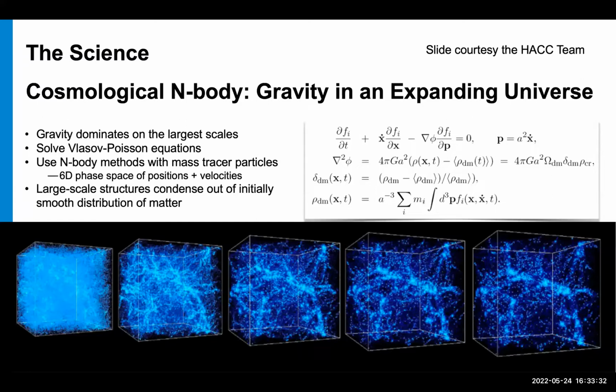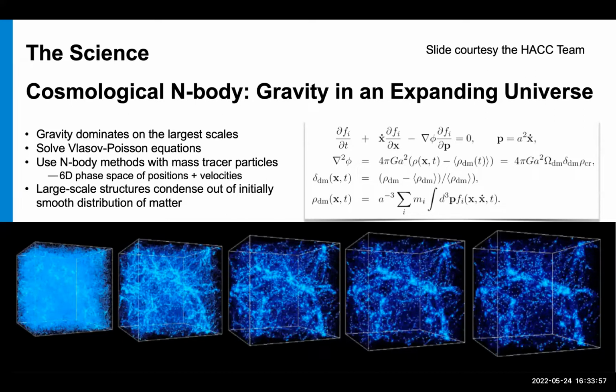In a basic sense, what happens is gravity causes things to clump together. So what you get over time in an expanding universe is that the large scale structures condense out of an initially pretty smooth distribution of matter. At the bottom, we have some frames of a relatively small volume over the course of the history of the universe, showing how structure condenses out of it.